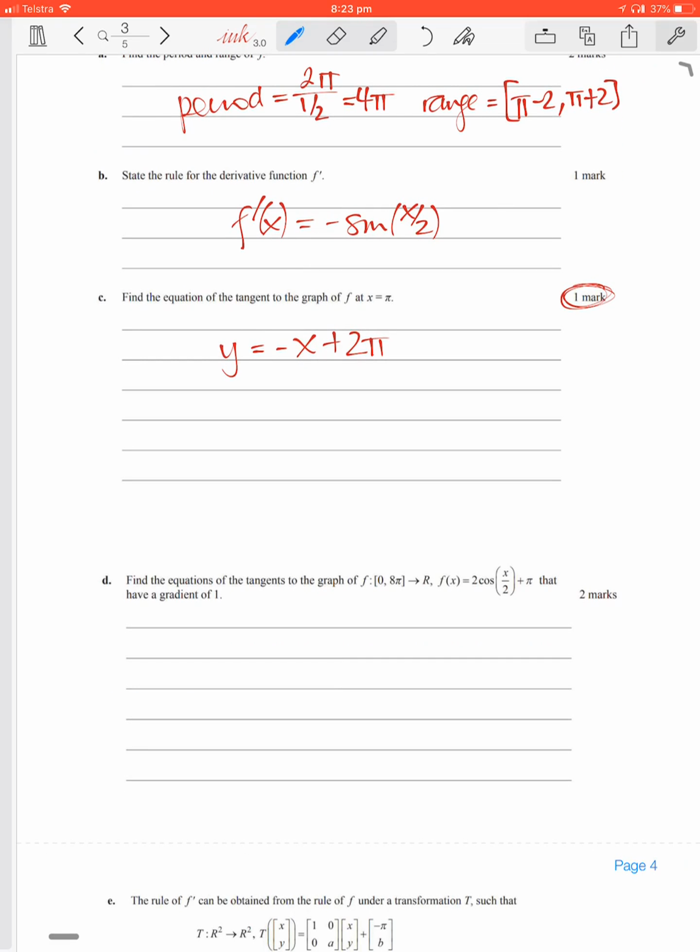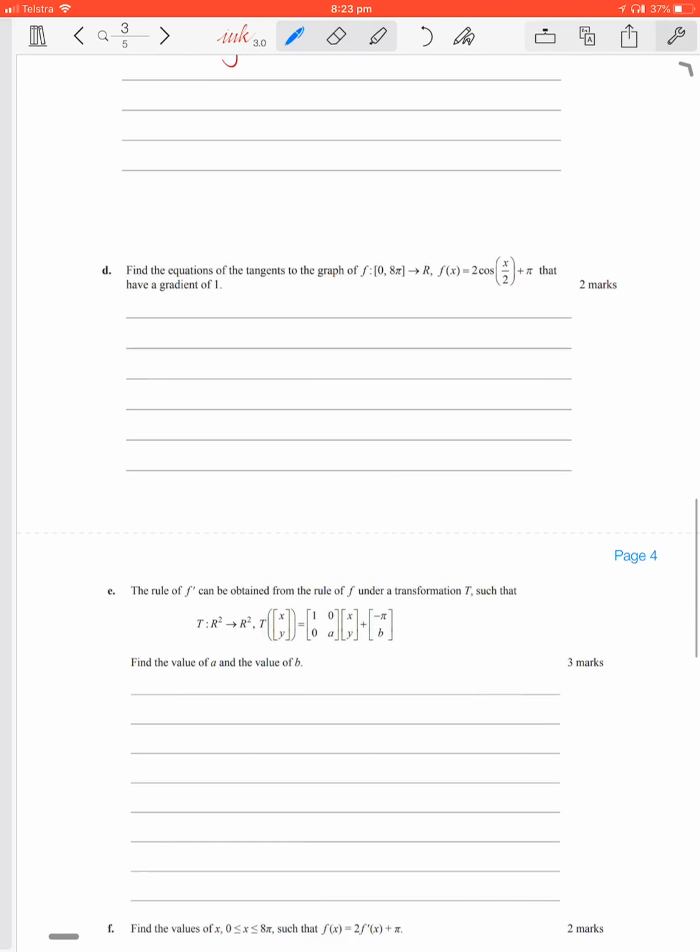Apparently, I read one of the reports a few years ago, and kids just wrote negative x plus 2 pi. That's not the equation.